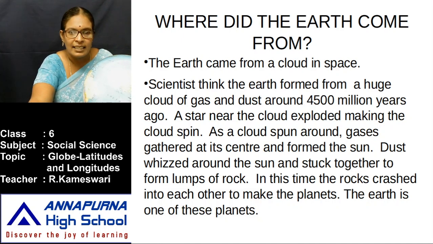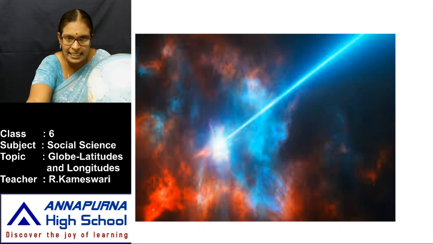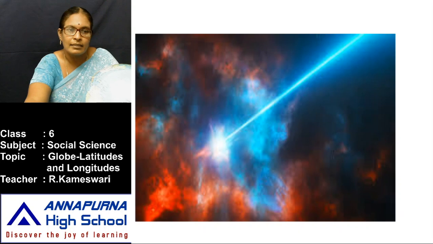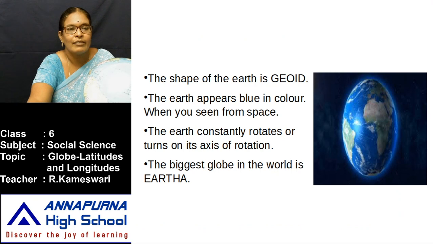You see children, this picture, it is the nebula. It is a mix of several gases. One star came near to that nebula and blasted. Then what happened? The nebula started spinning. Some time later, the hot gases gathered into the center, which is called the sun. The remaining lumps of rock revolve around it. Suddenly those all crashed into one another. Like that our earth formed. That is the picture of the formation of earth.